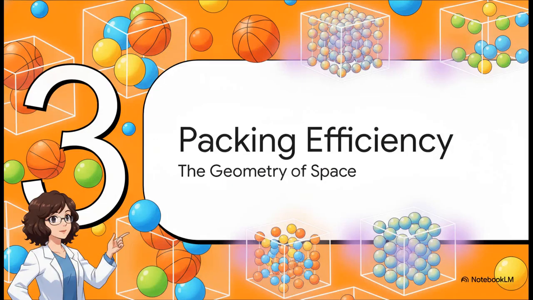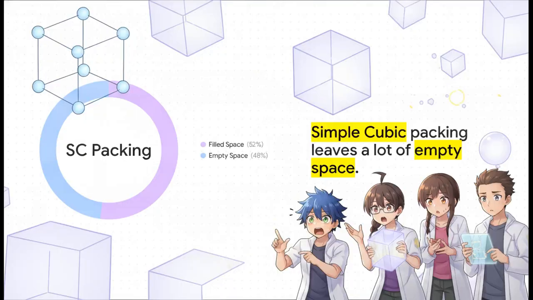Up next is Section 3, packing efficiency and density, the geometry of space. Imagine trying to pack a bunch of perfectly round basketballs into a square box. How tightly can we pack these atomic spheres together without leaving too much empty, wasted space? Well, let's look at the simple cubic system. Here, atoms only sit at the corners of the cubic unit cell, meaning there's effectively only one atom per cell. And honestly, this is shockingly inefficient. We're leaving nearly half the box, 47.6% to be exact, completely hollow and empty.